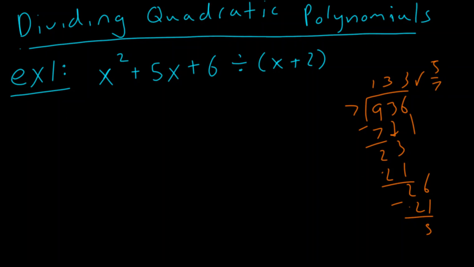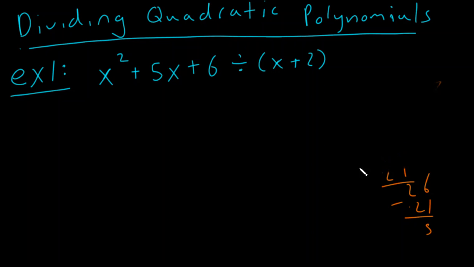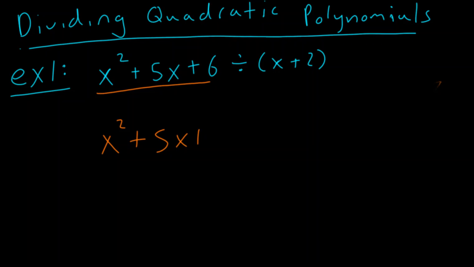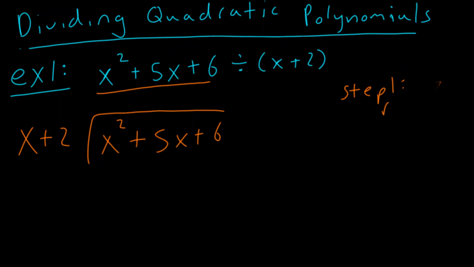to denote that. Okay, so we're going to take that idea of long division and apply it to polynomials. So we're also going to take what is being divided and first put it into our long division box. X squared plus 5x plus 6 will be divided by x plus 2. I want to give you a system here. So let's say step one, we're going to rewrite.